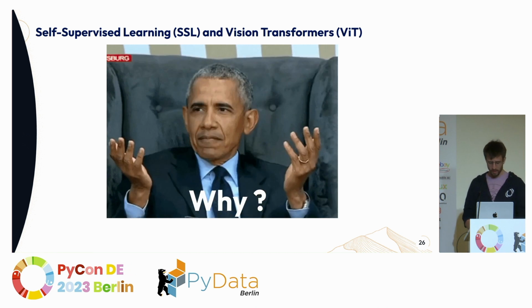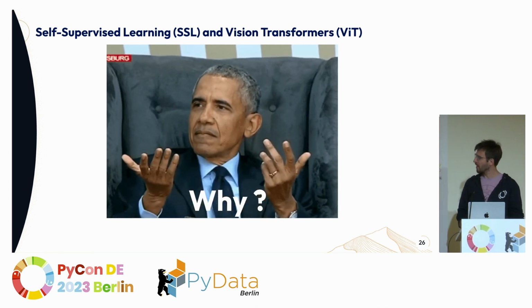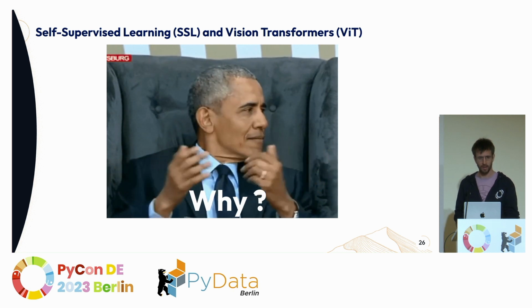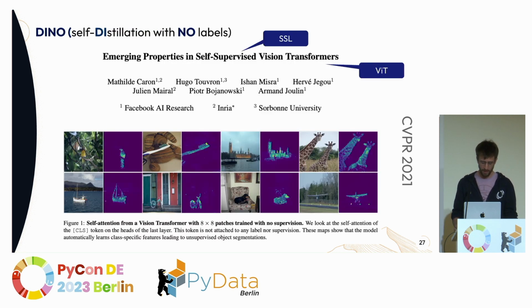Thank you, Noé. So the first thing you may ask is why? What does SSL and vision transformer have to do with image retrieval? This idea came at ICARA when we read this paper about 2 years ago. Maybe you've heard of it. It's quite famous. It's a paper called DINO, and it talks about self-supervised learning and vision transformers.